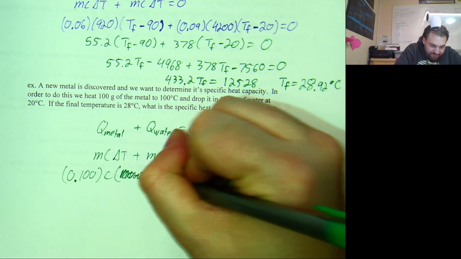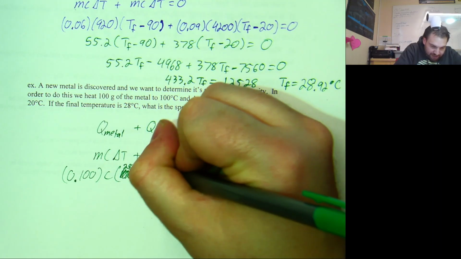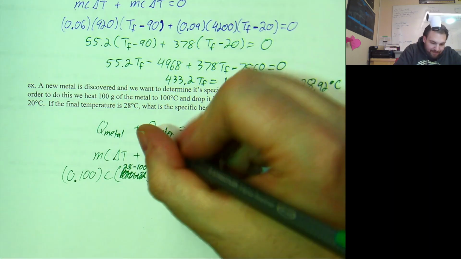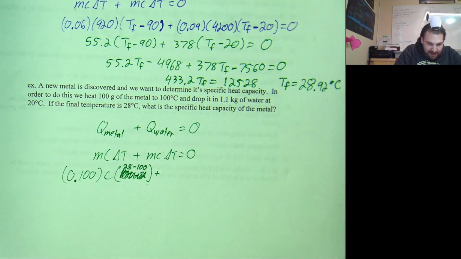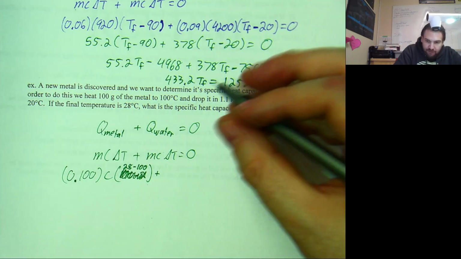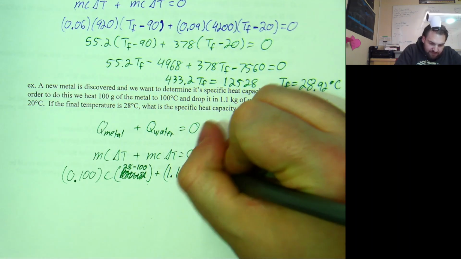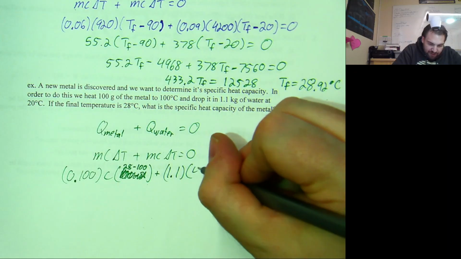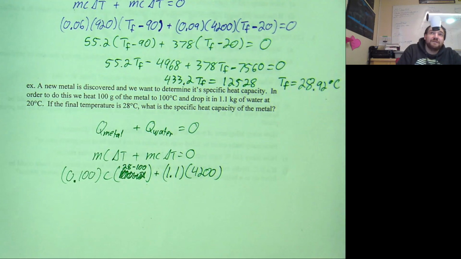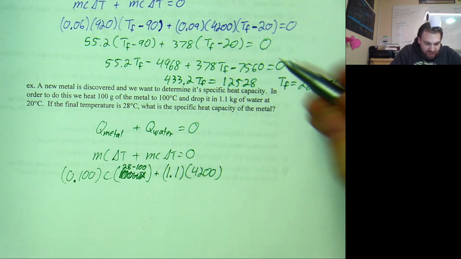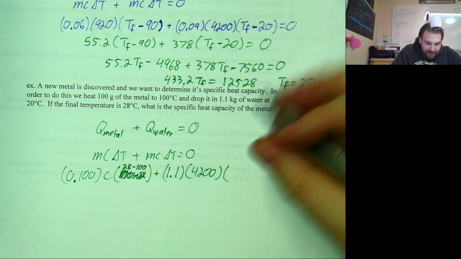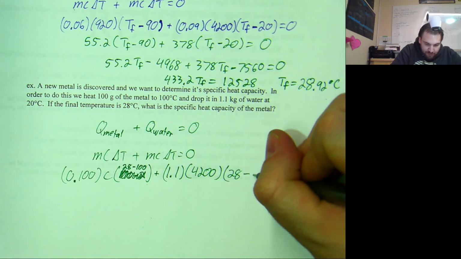Sorry, so it's going to be final was 28 minus 100, plus the mass of our water, 1.1 kilograms, times 4,200, the specific heat capacity for that water, times the change in temperature of the water. Final was 28 and initial was 20.